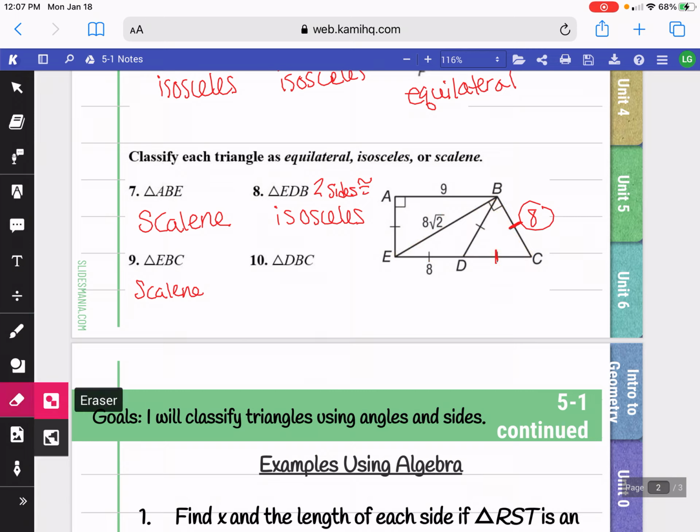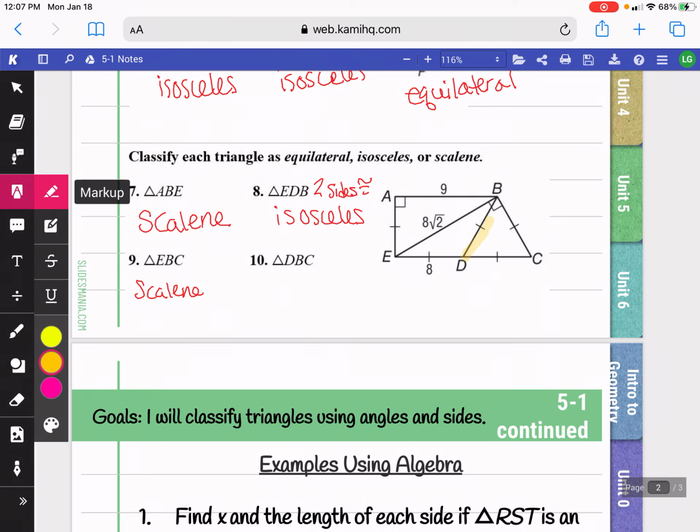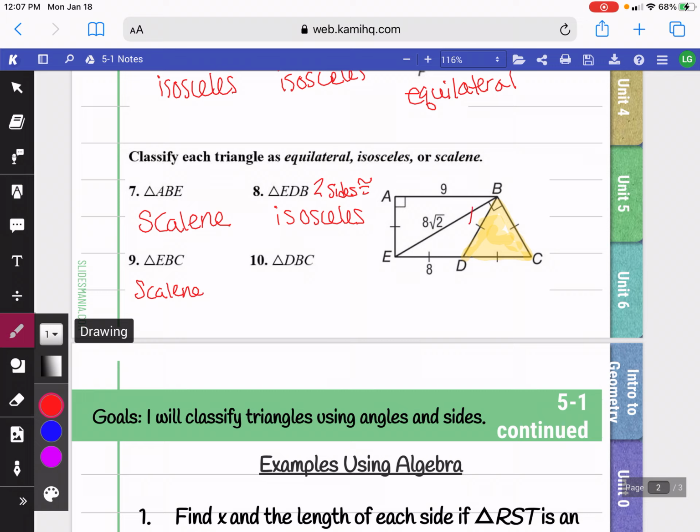And now if we look at our last triangle, DBC, DBC is this little one right here. Even without marking that all of them are 8, this means that they're all congruent. So since they're all marked congruent, this is an equilateral triangle.